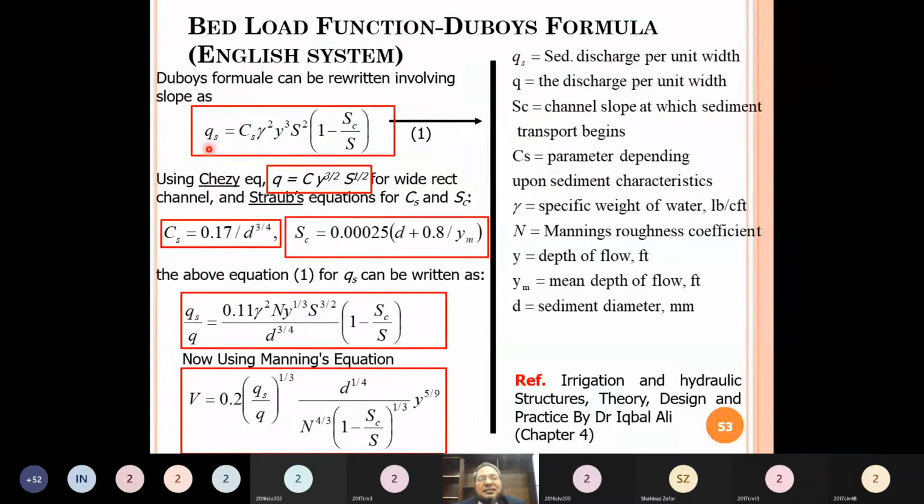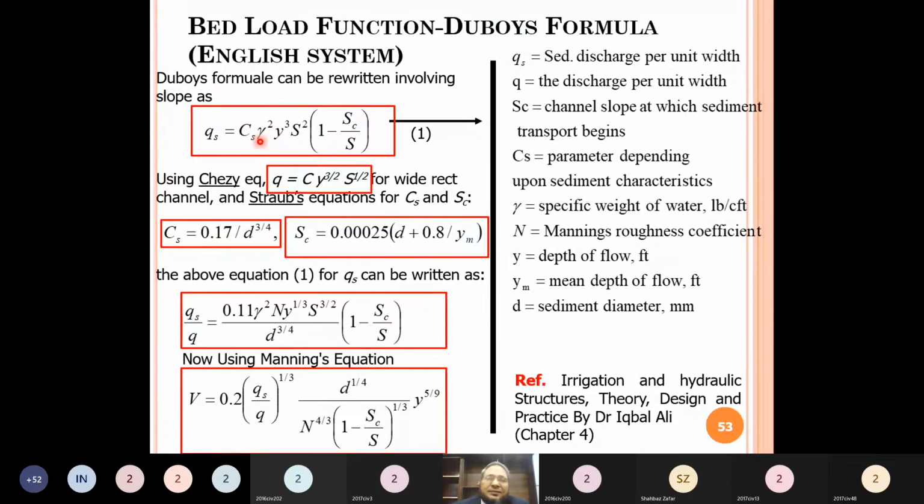Now what is this qs? This is the sediment discharge. Which sediment discharge? Sediment discharge in the bed, the bed load sediment discharge per unit width of the channel. What is the Cs? Cs is the parameter depending on several sediment characteristics. What is the gamma?